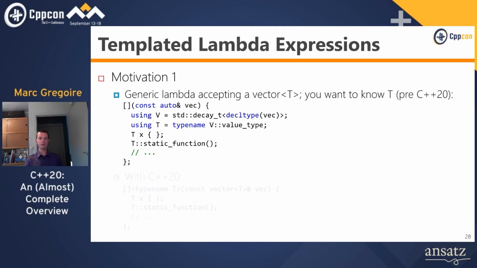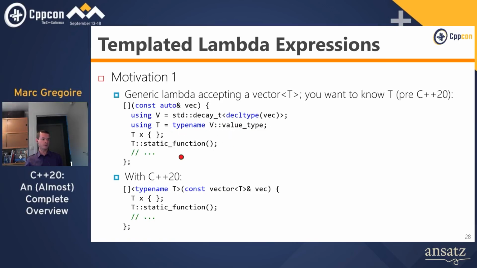With C++20 and a templated lambda expression, you don't need any of this decay and decltype and this typename and nested type alias and so on. You can simply say typename T, and then use, instead of auto ref, a const vector T ref. And then you have direct access to the T in the body of your lambda expression.